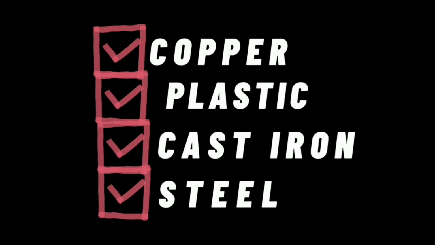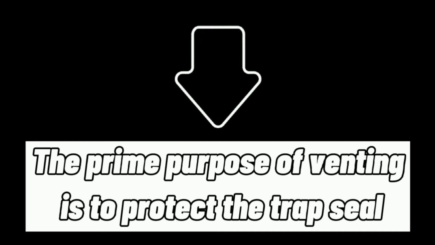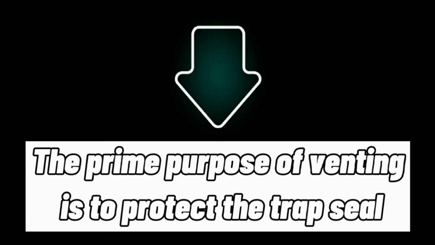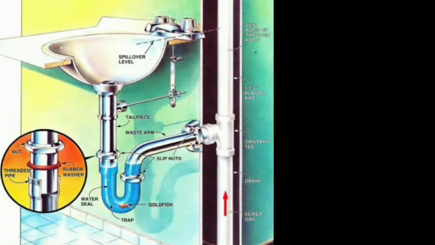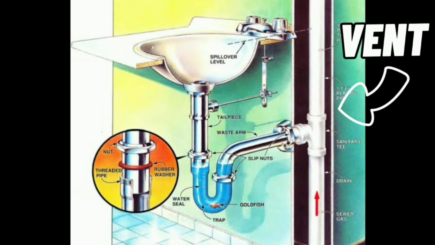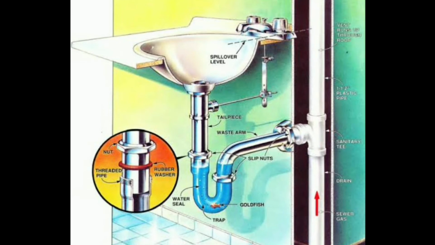So guys, venting is important, like what I've said, because it protects the trap seal as its main function. For you to understand it better, let me give you an example on how it works. As you can see here at the right side of the picture, we can see a vent. Whenever there's a negative pressure coming from below, what vents do is give passage for the gases so that they will not go back to the trap and the trap seal will not be broken. Because of that, the bad odor coming out of the lavatory is prevented.